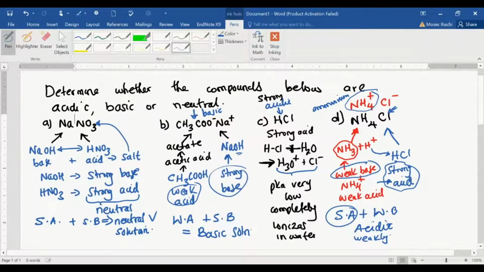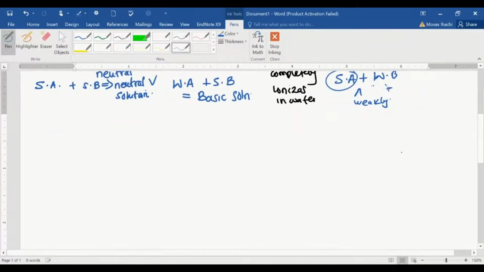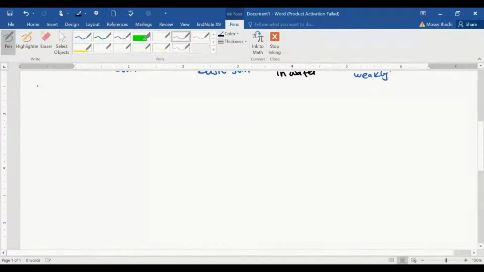All right. So we have more examples to do to determine whether they're acidic, basic, or neutral. Again, to determine that, we have to determine what made those salts. So the other one is sodium chloride. So the question is, is sodium chloride acidic, basic, or neutral? Again, we have to decompose the structure. It's made of Na plus and Cl minus.